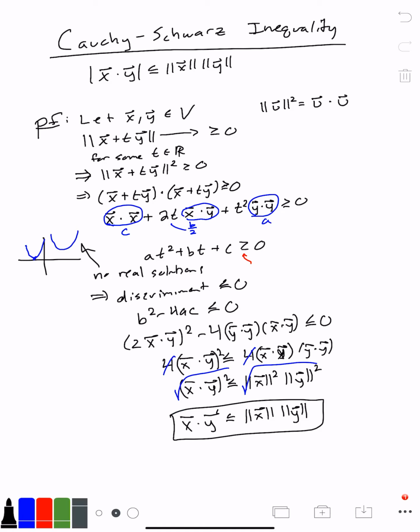With that said, the Cauchy-Schwarz inequality is usually used to prove other theorems. It's not usually used to solve practical problems. So it's very good from a theoretical point of view, but we probably won't do a whole lot with it in this class.